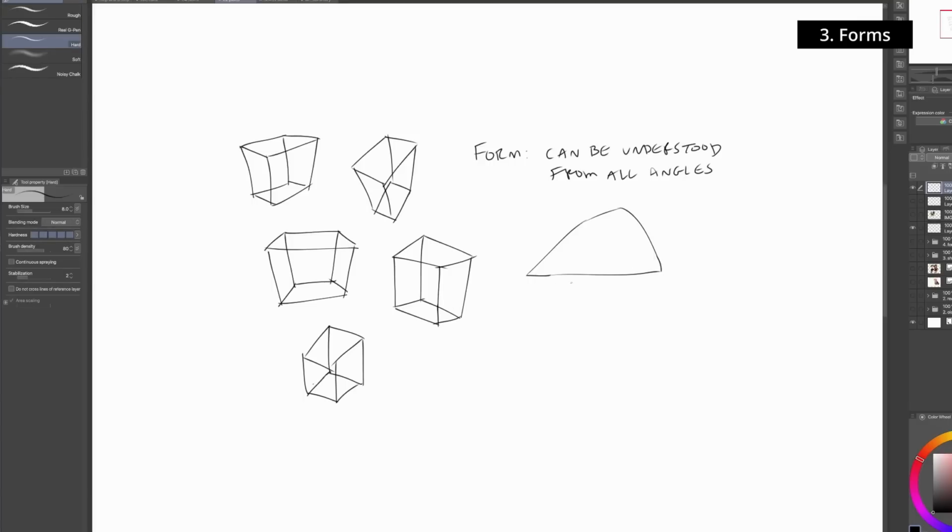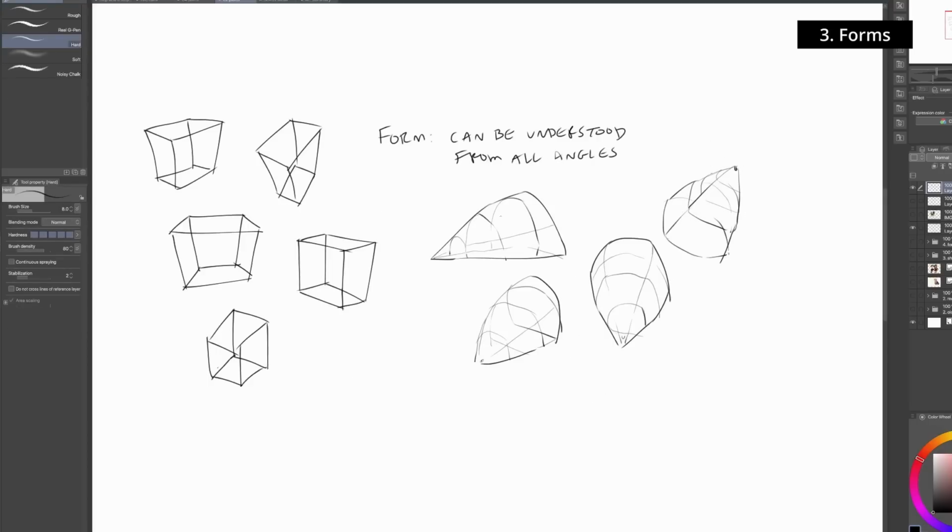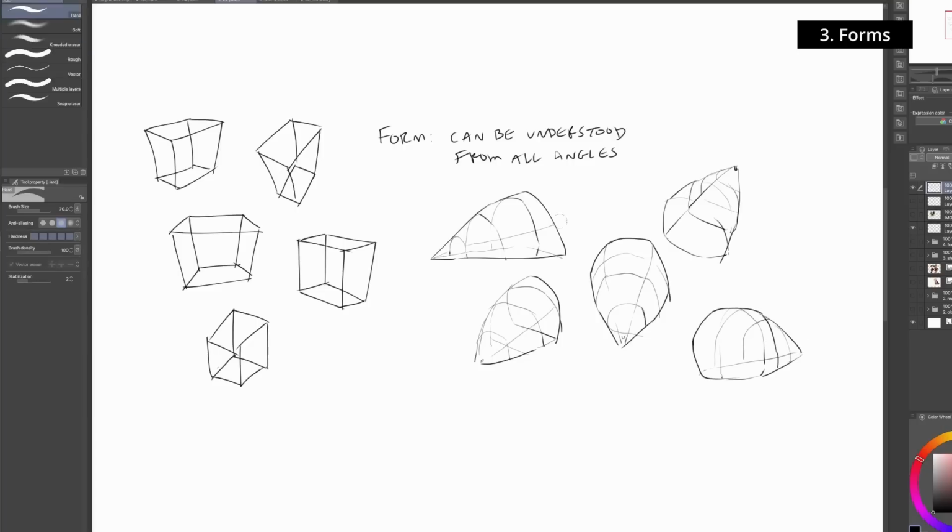For example, the first way is we could use wrapping lines and make it a form. Once we start to define a shape with wrapping lines, it becomes a form. And a form is something that we can understand from all angles. So I don't really consider this a form until we start to rotate it and explore what it looks like from different angles. This is the one prerequisite I have for something to be defined as a form.